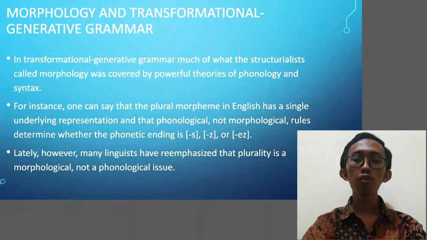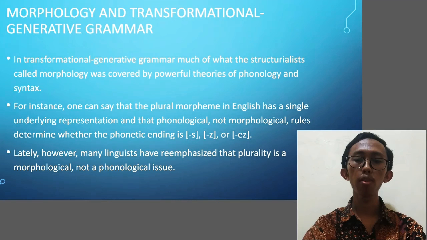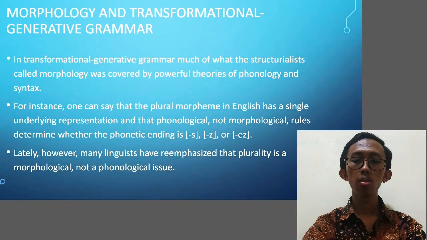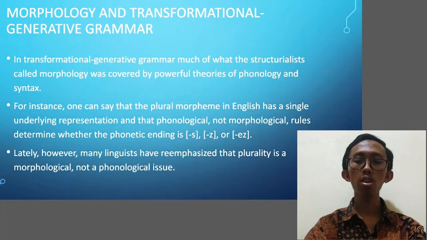As a second speaker, I will explain about morphology and transformational generative grammar. Until recently, transformational generative grammar had little to say about morphology. Instead, in transformational generative grammar, much of what the structuralists called morphology was covered by powerful theories of phonology and syntax. For instance, one can say that the plural morpheme in English has a single underlying representation and that the phonology, not the morphology, was determining whether the phonetic ending is s or z. Exceptions such as children and oxen are designated in the lexicon as exceptions to the phonological rules.